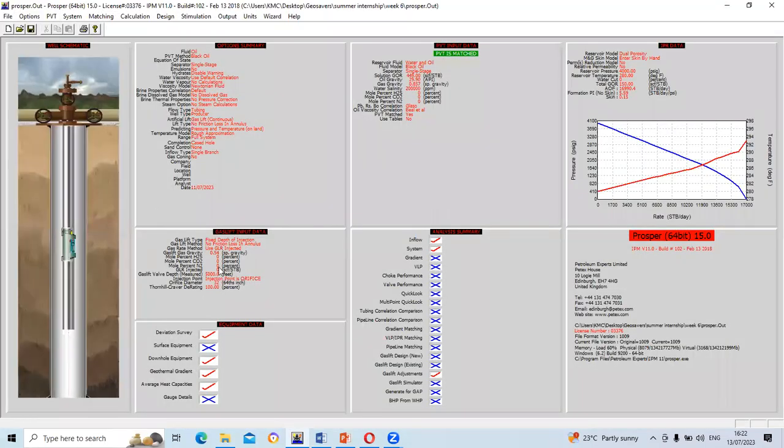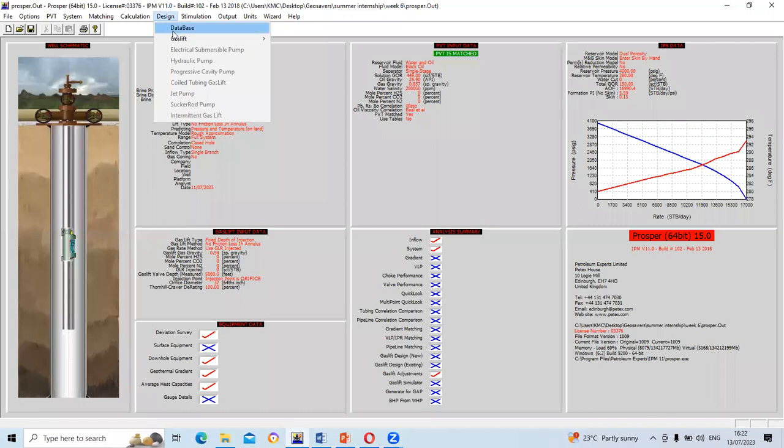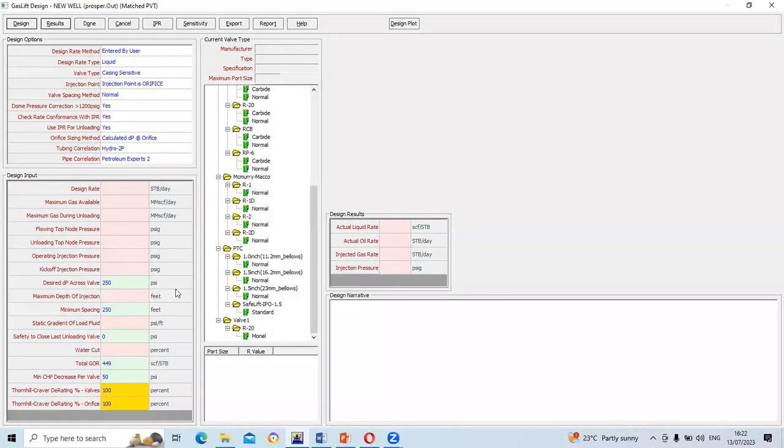Yeah, so let's see that. So we have inputted all of this. So we go to design, we take our gas lift, and then we take new well. So we want to enter a new well. So you have to enter all of this information here in order to develop the nodal analysis for an artificial gas lift system. All right.